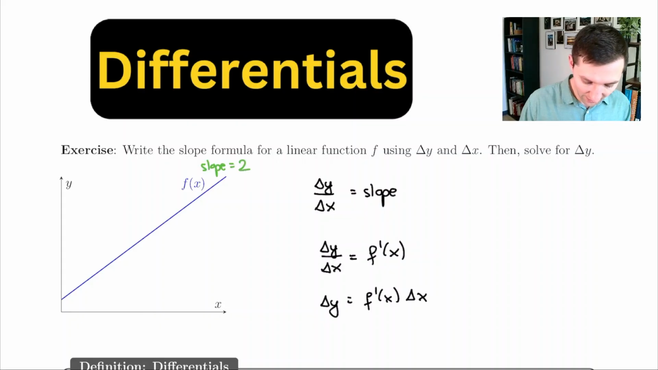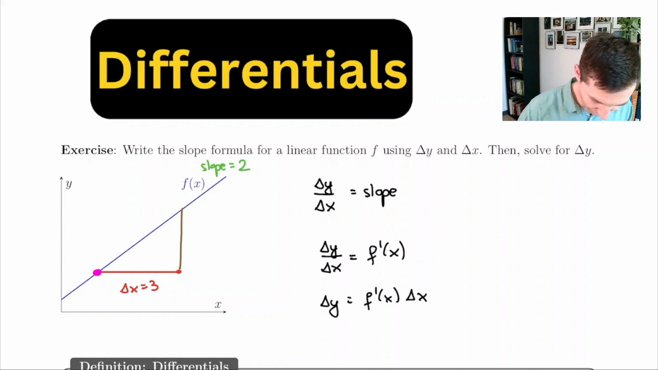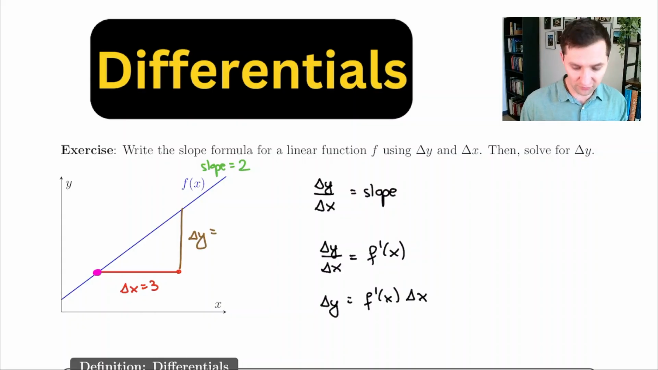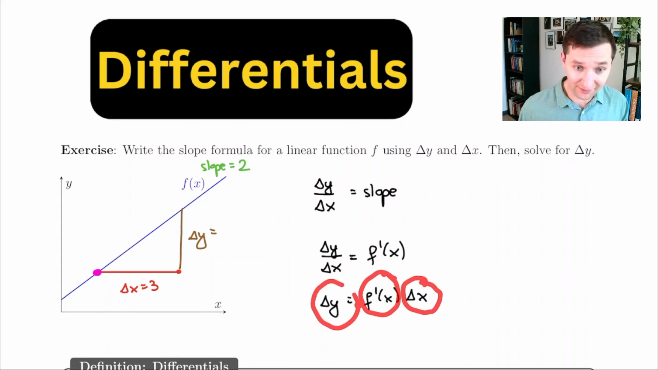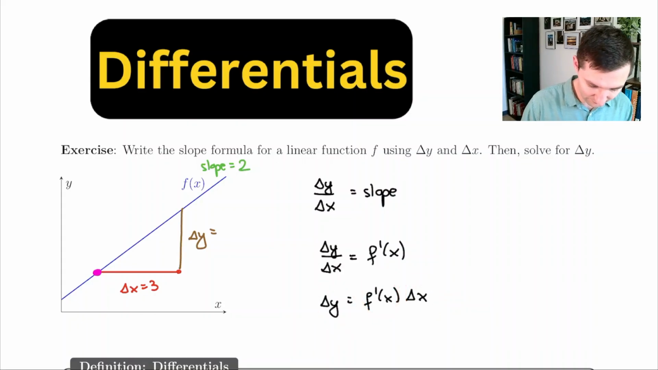Now, if I start at any point on the graph of the function and I choose to go to the right, let's say 3 steps, delta x is 3. What will delta y be? Because slope is 2, the derivative is 2, and delta x was 3, that tells you that delta y is 6.